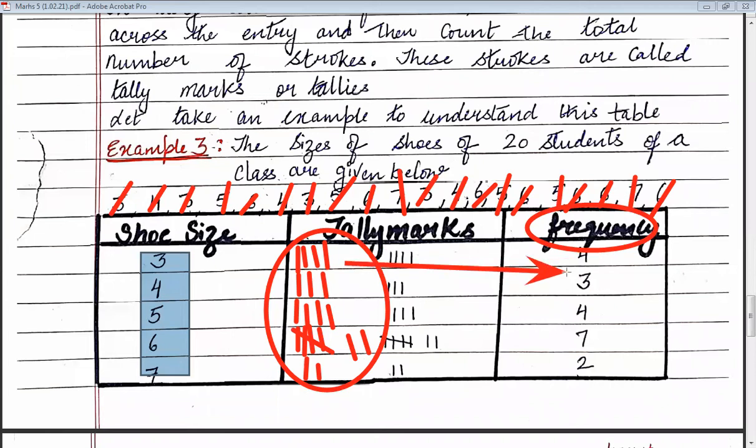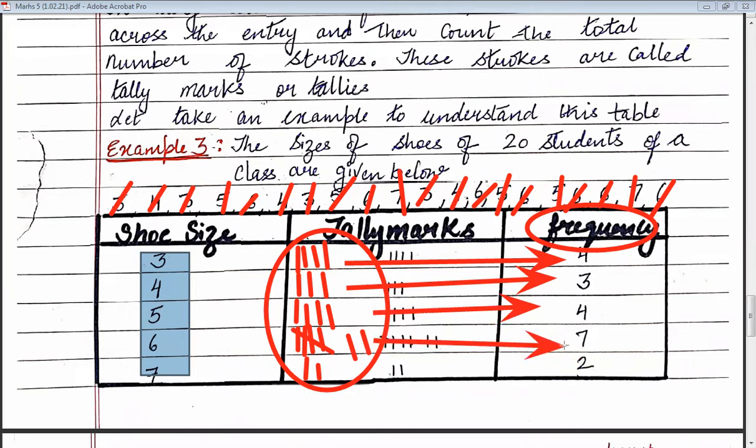And then the next one is your entry strokes: 3. Here you will write 3. Here basically you are going to write the number 4. Now the next one is 5 plus 2, 7. And the last one is 2.